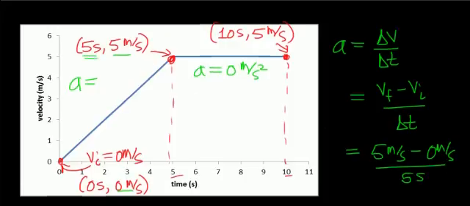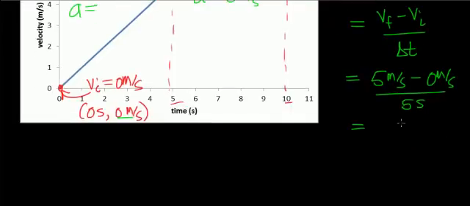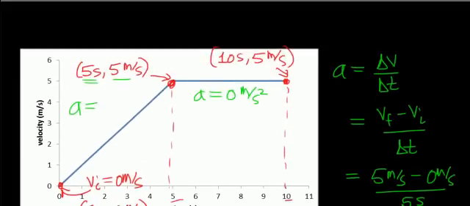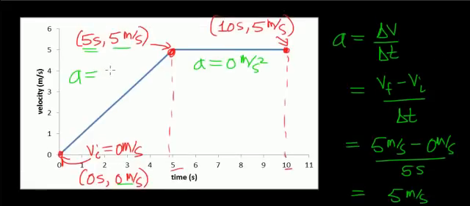Now when you do that out, what you should see is that you get 5 meters per second minus 0 is 5 meters per second divided by 5 seconds. So 5 divided by 5 is going to be 1 meter per second squared. So this object increases its velocity by 1 meter per second per second. So now we can go back over to our graph and we can label that point as 1 meter per second squared.